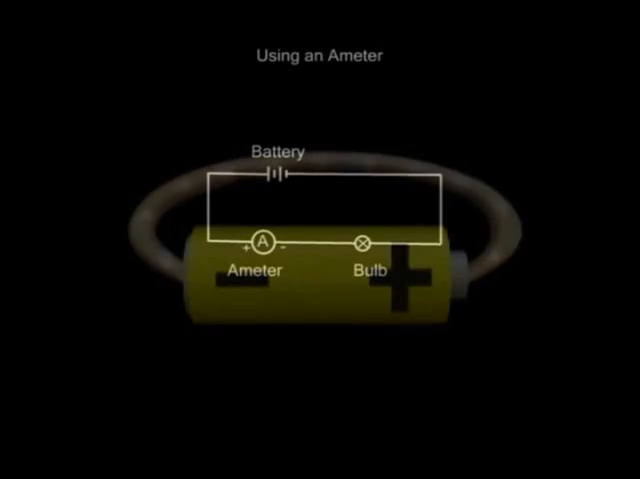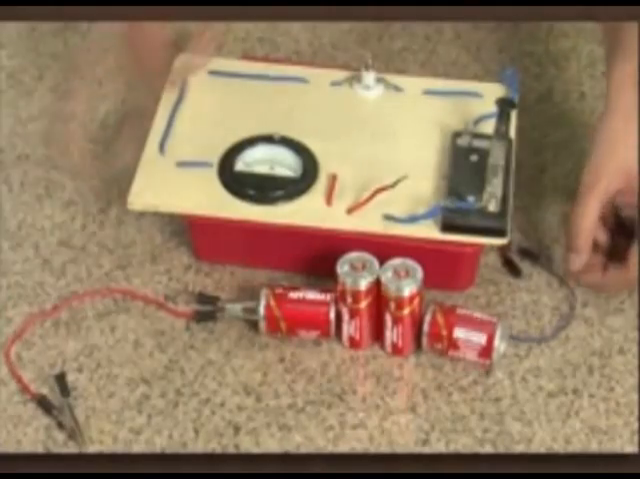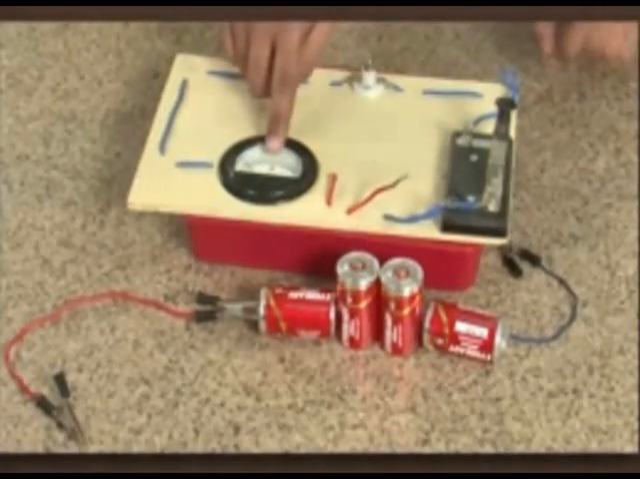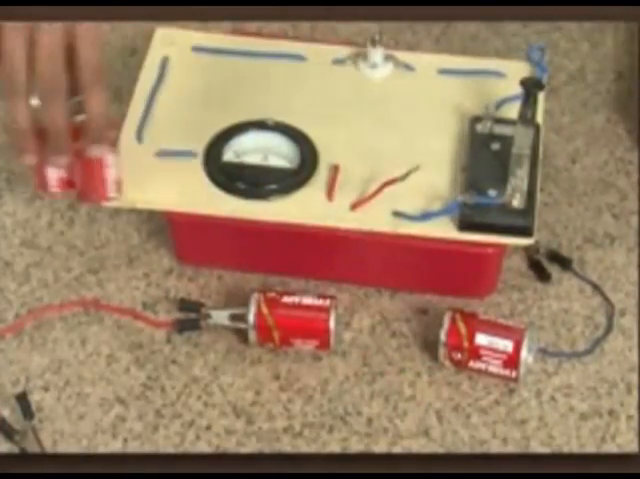Here's a diagrammatic representation of a simple circuit consisting of a battery, an ammeter, and a load, in this case a bulb. An ammeter is a device of low resistance and thus is usually connected in series with other devices. Let us see how we use an ammeter. For this we need wires, bulb, ammeter, and a switch. We will connect the circuit as it was in the diagram.